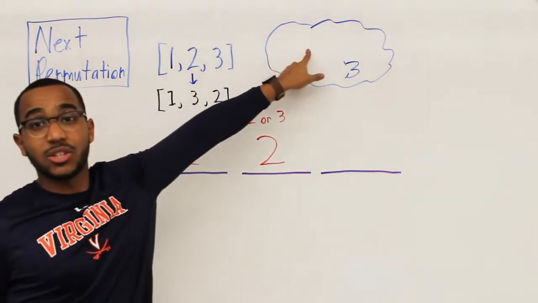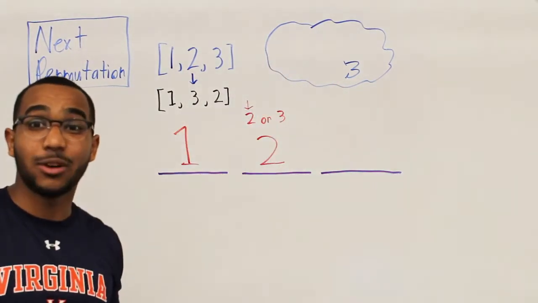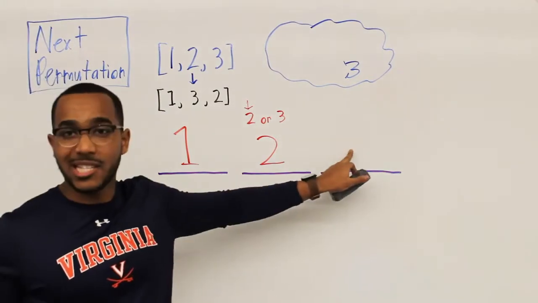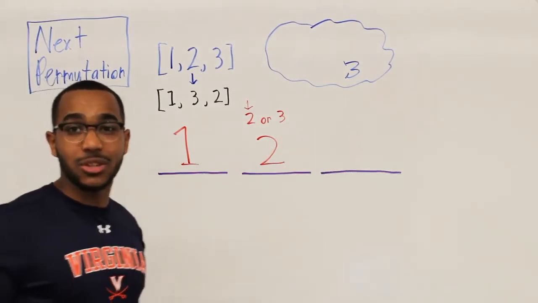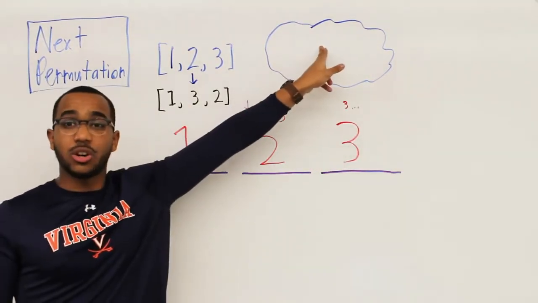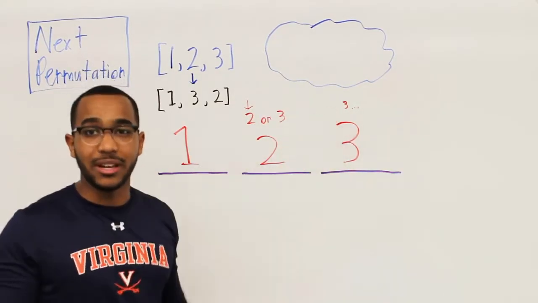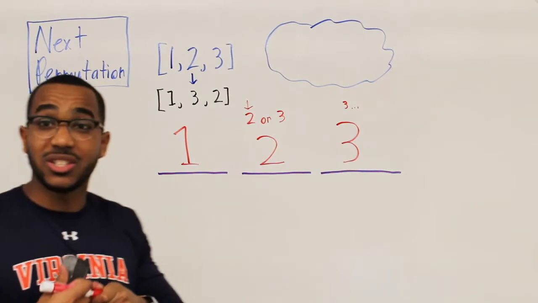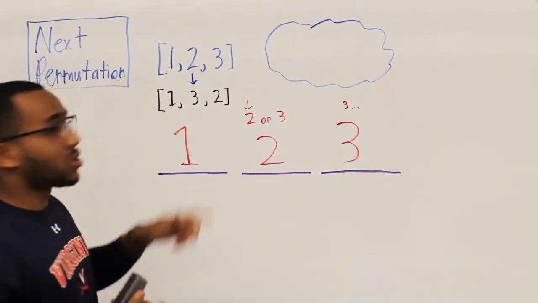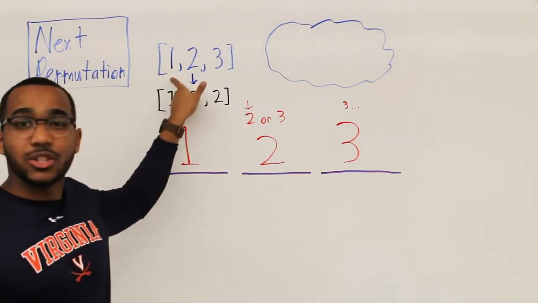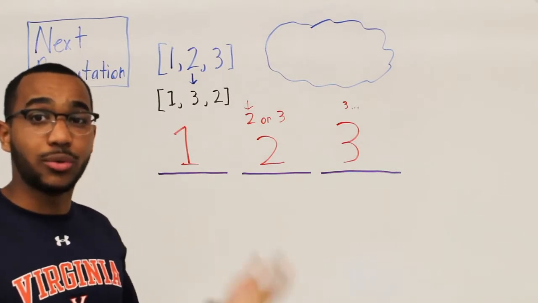After we place the 2, our decision space is down to 3. Now all we can place here is a 3. Let's place the 3, and now we have exhausted our decision space. At this slot, all we could place is the 3. So now we ask ourselves, what is the next permutation to 1, 2, 3?